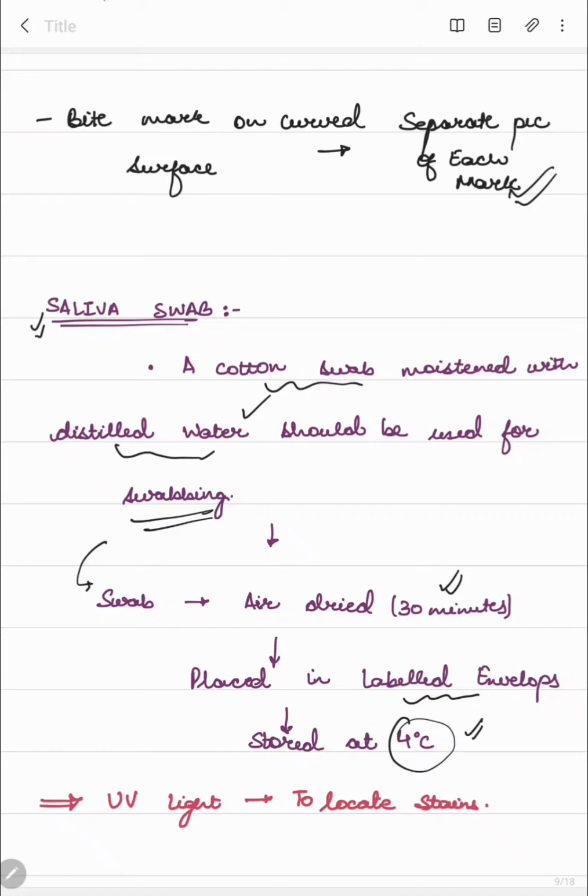Now, in the absence of visible bite marks, we use high intensity light sources such as UV light, basically, right, to locate the stains from the body fluids, and this enables us to trace the saliva.